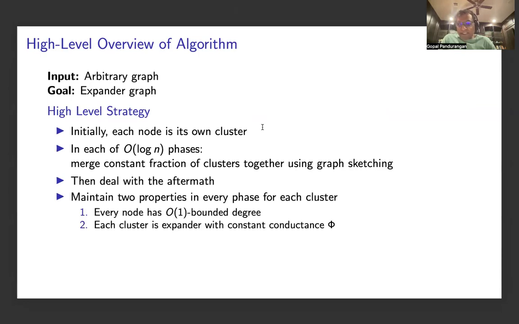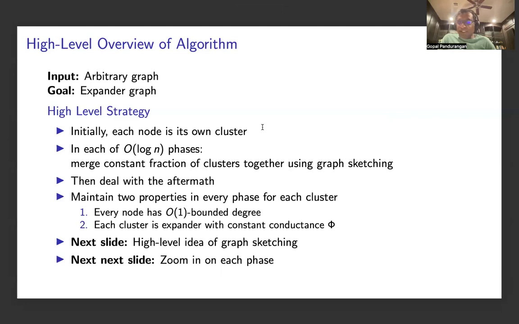The guarantee is that we always maintain two properties in every phase for each cluster. This is the invariant for every cluster: every node in the cluster has constant degree, and every cluster is an expander with constant conductance. If we maintain this, at the end we'll have only one cluster, and it will have bounded degree and be an expander, since it will have constant conductance. Of course, this is initially trivially true because each node is its own cluster. The main strategy is to show how to maintain this invariant in every phase. In the next slide, I'm going to talk a little bit about graph sketching, which is important to maintain these two properties.